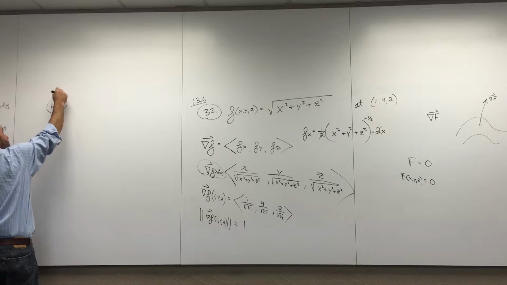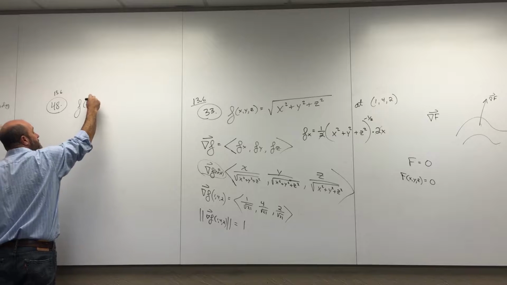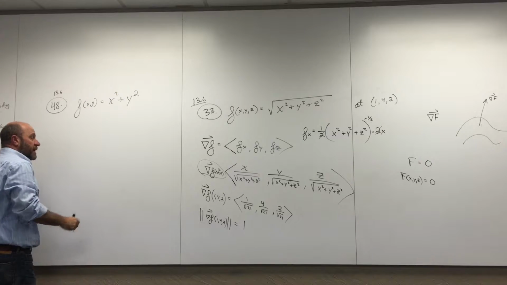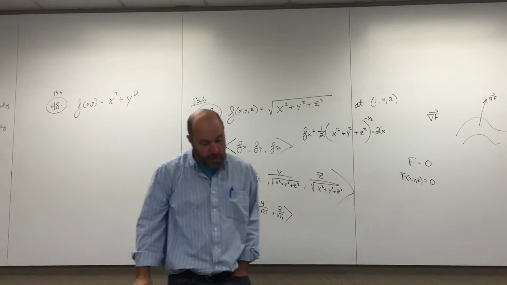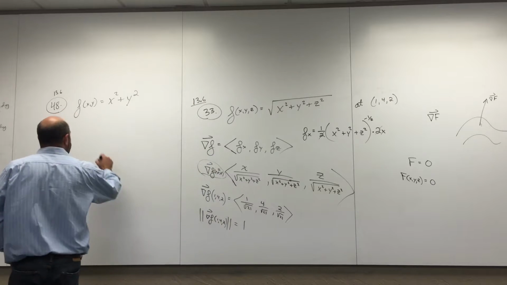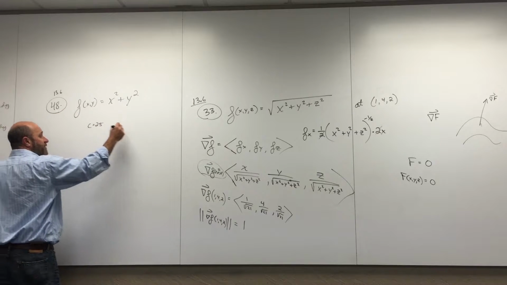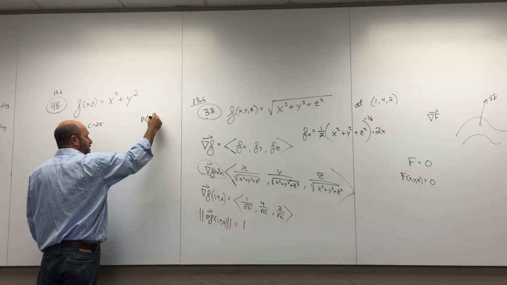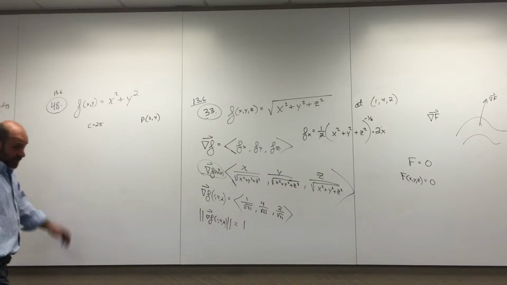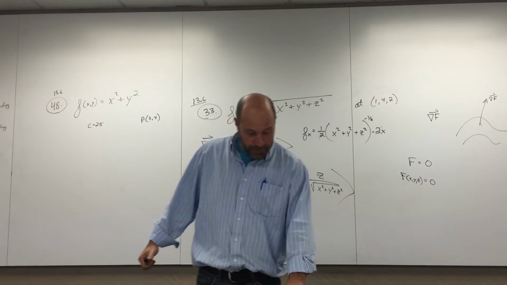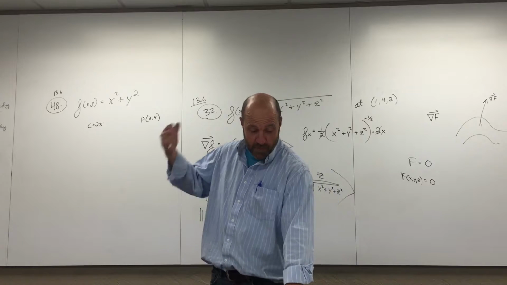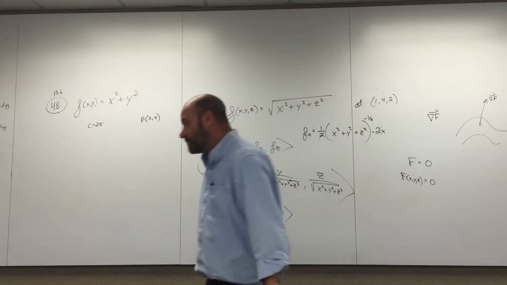I'm in 13.6. 48 is f of x, y equals x squared plus y squared. And they give me a c value of 25, and they give me a point 3,4. So they're saying c is 25, and I'm at this point called P, 3,4. And then I should read the directions. The directions say: find a normal vector to the level curve at this point.